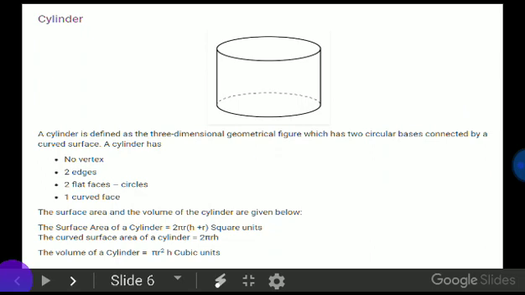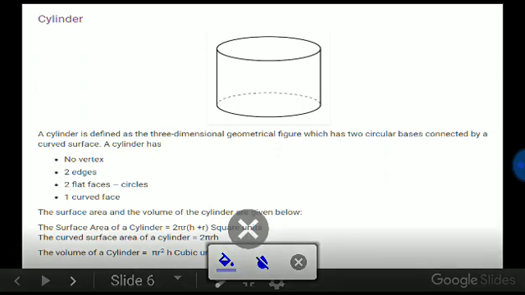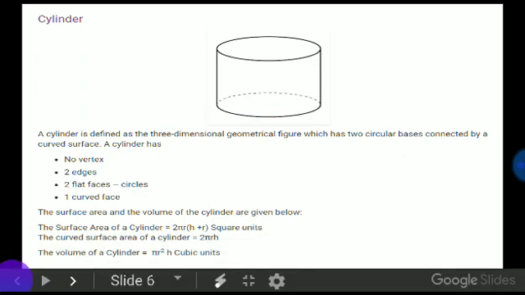So how can we find the volume of cylinder? Again we need to find the product of 3 dimensions. It has a circular base. So what is the area of base? It is pi r square, and the third dimension is height. So volume of cylinder is pi r square h.